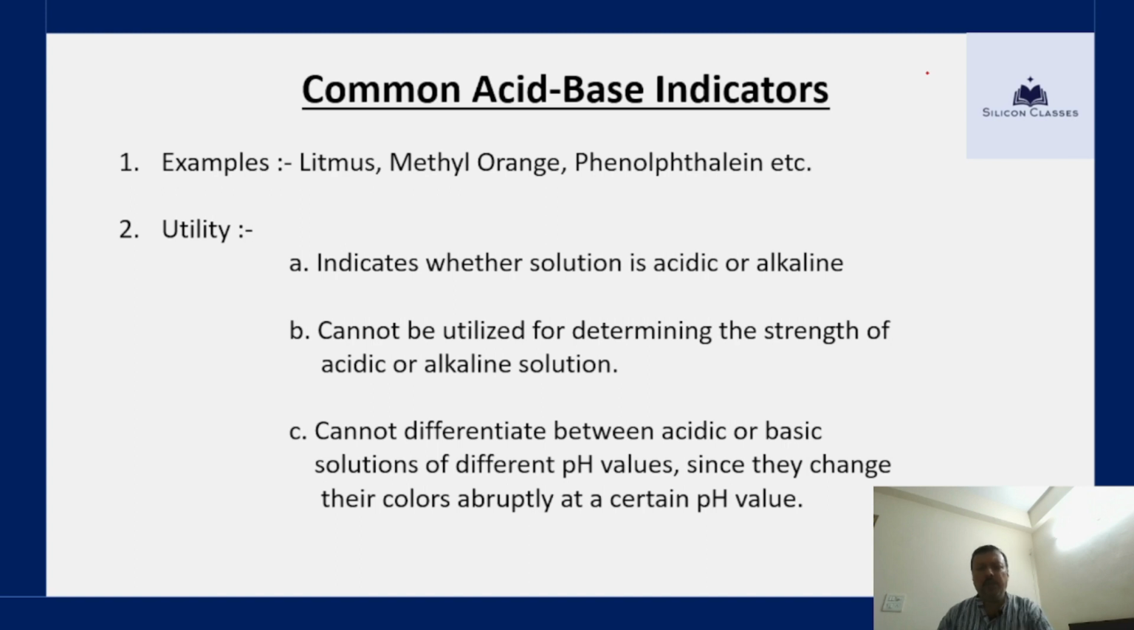So, what are the utilities of common acid-base indicators? These are some points. A, it indicates whether the solution is acidic or alkaline. B, it cannot be utilized for determining the strength of the acidic or alkaline solution. C, it cannot differentiate between acidic or basic solutions of different pH values, since they change their colors abruptly at a certain pH value.